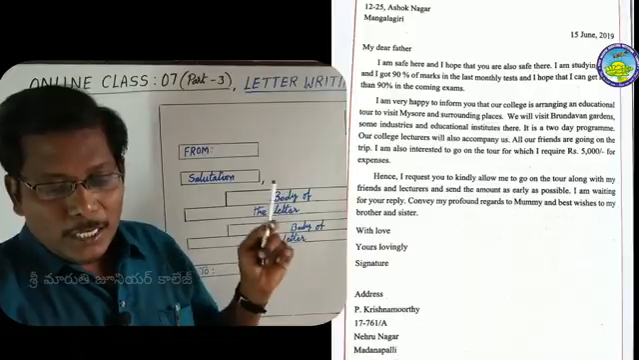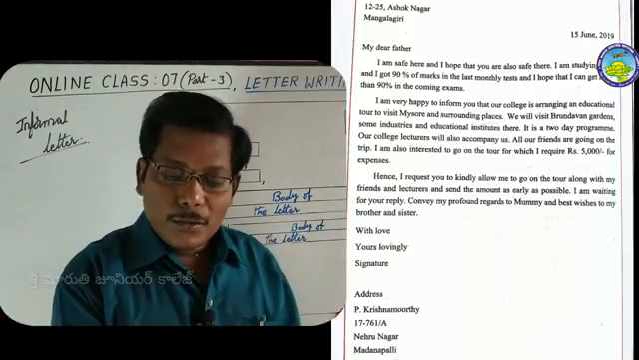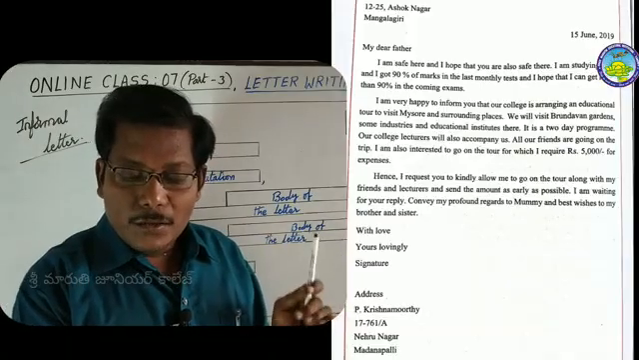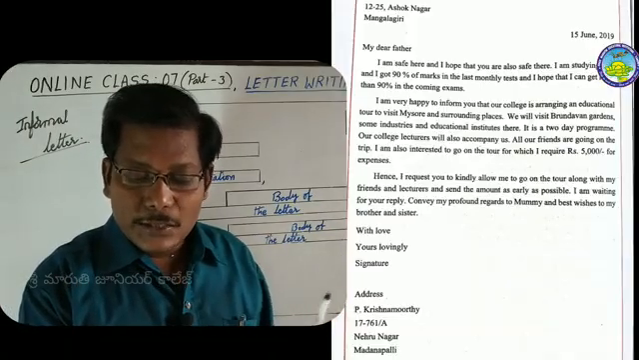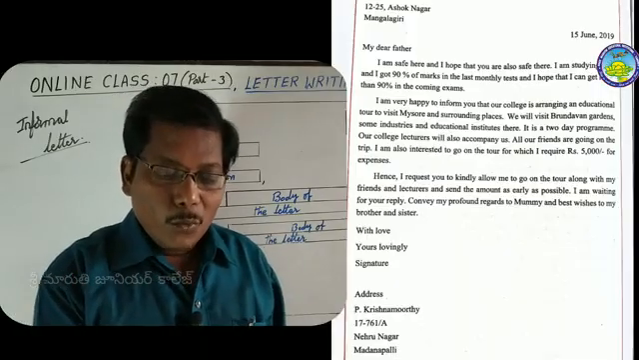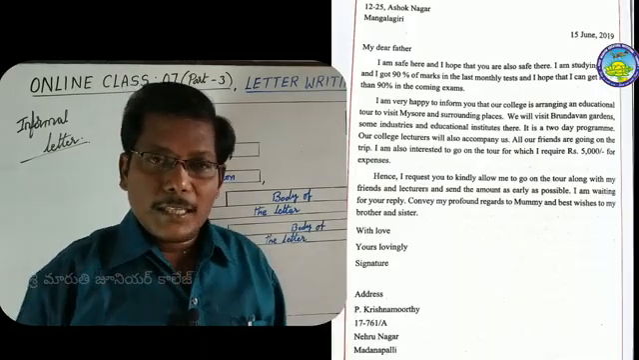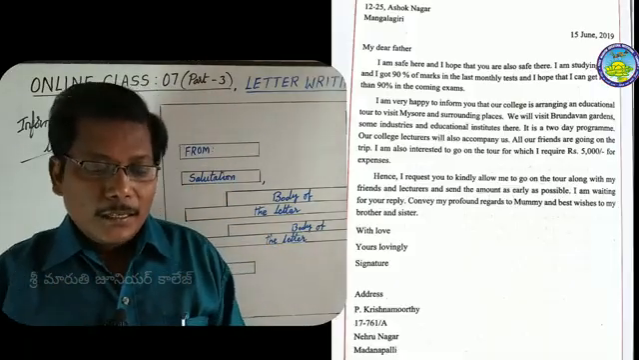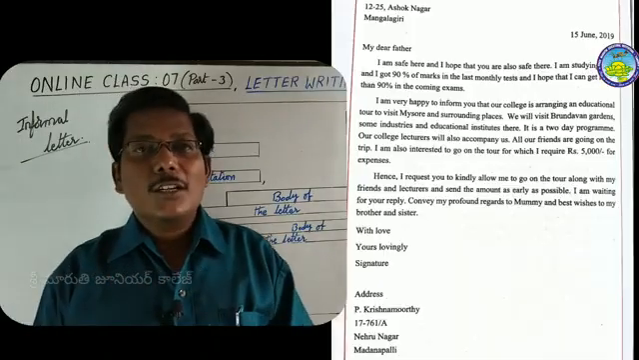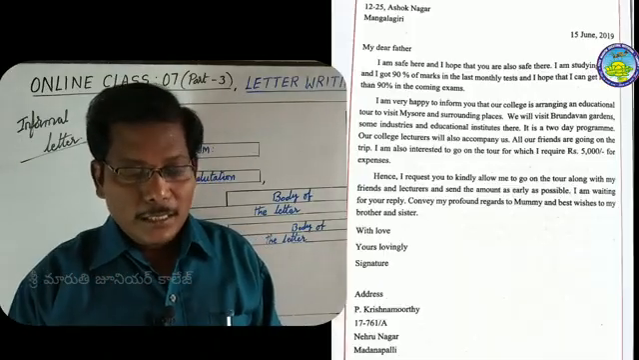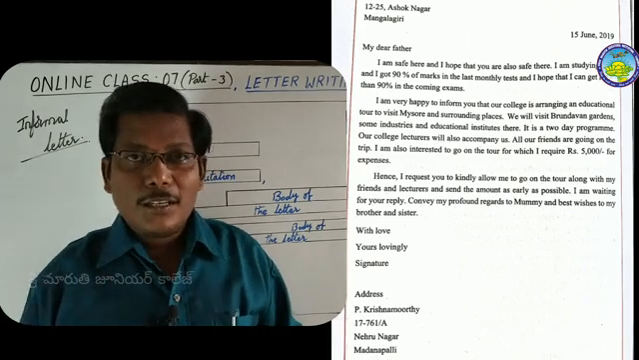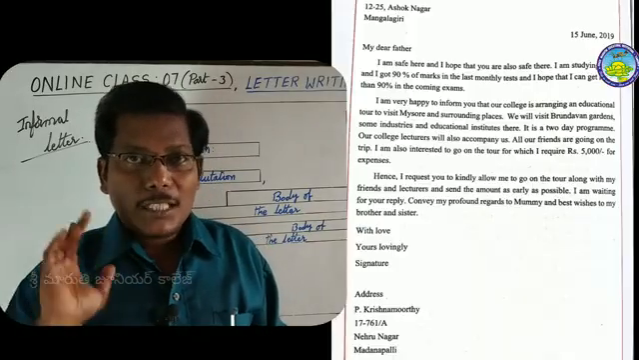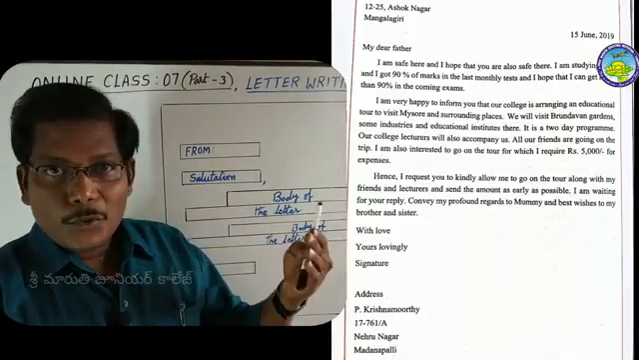Okay, so: "I am safe here and hope that you are also safe there. I am studying well and I got 90% of marks in the last monthly test and I hope that I can get more than 90% in the coming examination." That means in the first paragraph of the body of the letter, this person is not directly going into the matter. He is first saying that I am safe here, you are safe there. These are very common words and common things in daily conversations. Okay, understand?